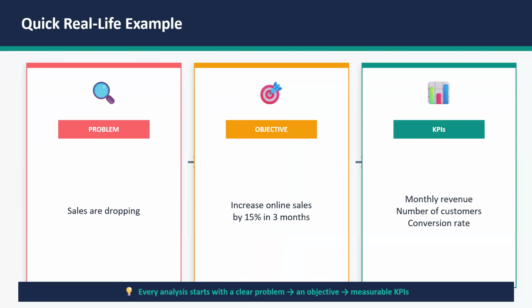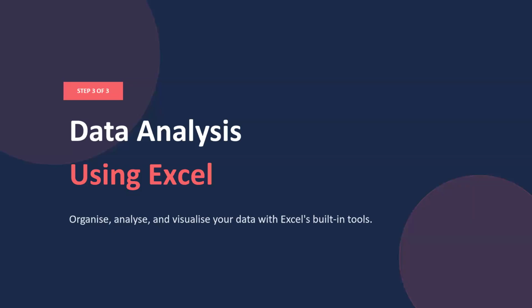And then we look at an overall example, and the flow of it is to check your problem, objective, KPI. Sales are dropping, that's your problem. Your objective: increase online sales by 15% in 3 months. And then your KPIs: monthly revenue, number of customers, and conversion rate. Analysis starts with a clear problem, an objective, and measurable KPIs.